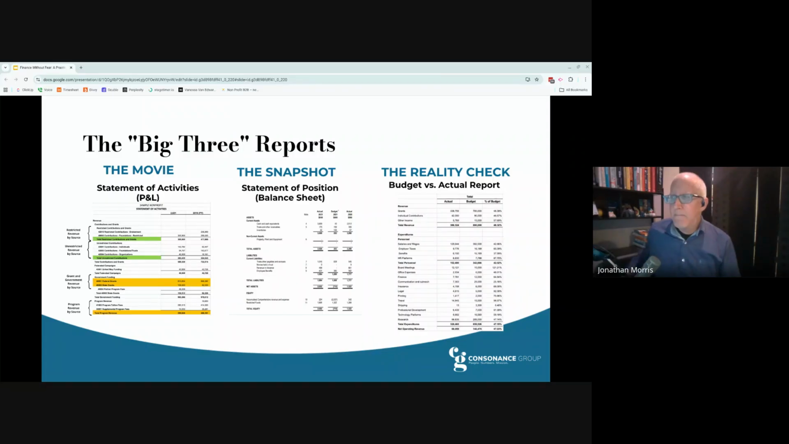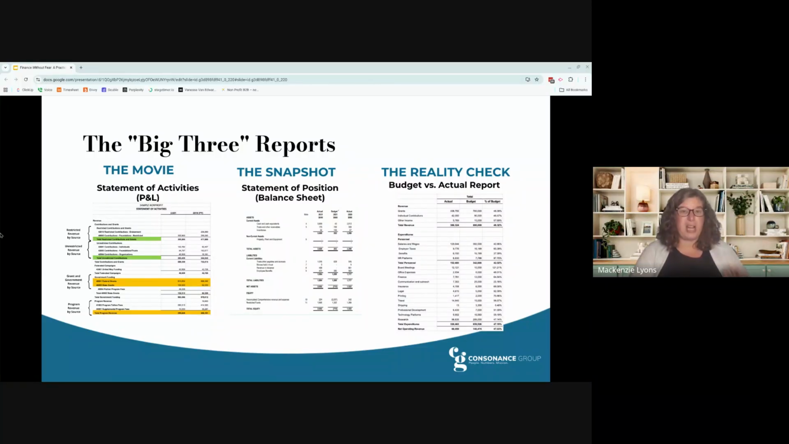Right. And I know it may be too small to see the sample P&L on here. It shows 2 columns: the current period, and then compared against the prior year or a prior month or some prior period. You have a comparison of changes over time. Perfect. Okay, so let's talk about the balance sheet.